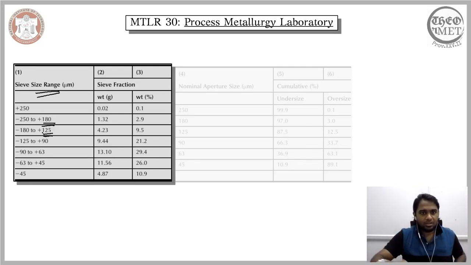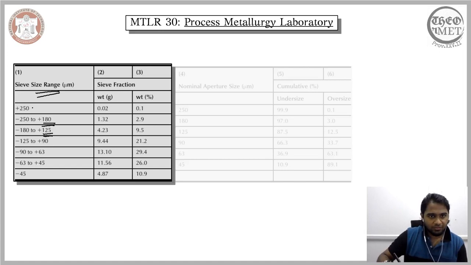So any particle that is less than 250 will go through the first sieve, but when it's greater than 180, which is the aperture size of the second sieve, it is being restricted. But if it is less than 180, it goes through to the third sieve. But if its size is less than 125 microns, then it is being held by the third sieve, and so on and so forth. We are able to then directly measure the weight associated with each of these fragments and then calculate its percentage.